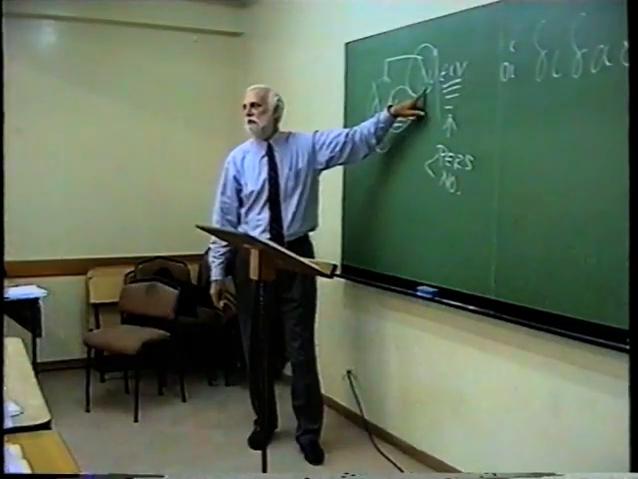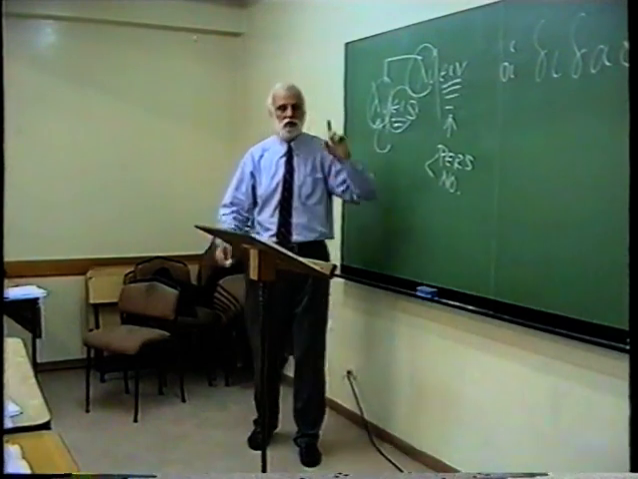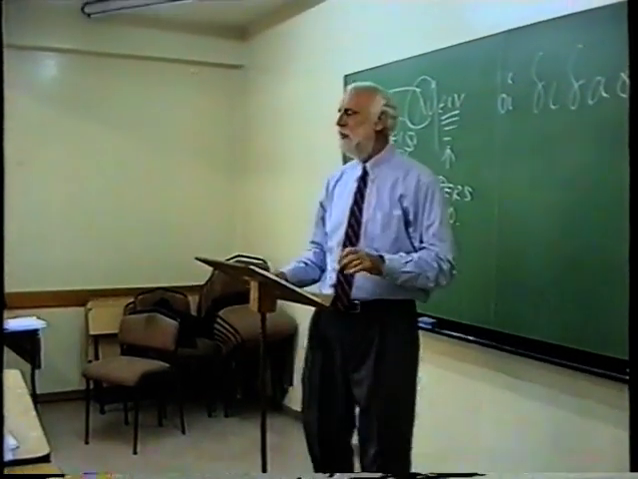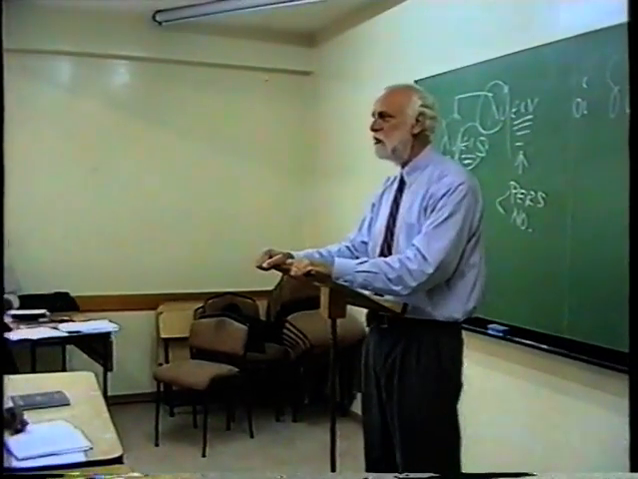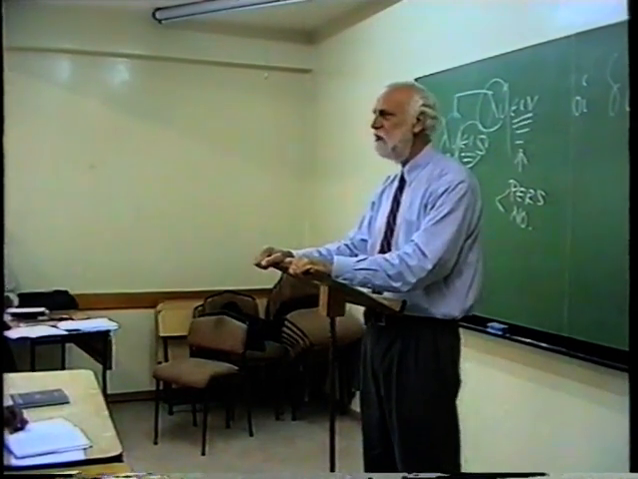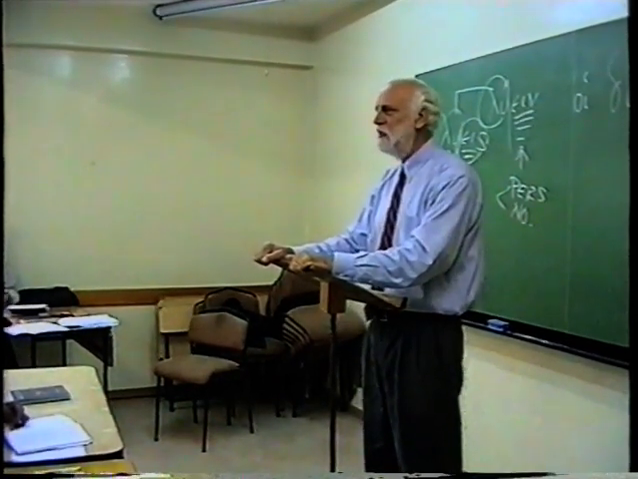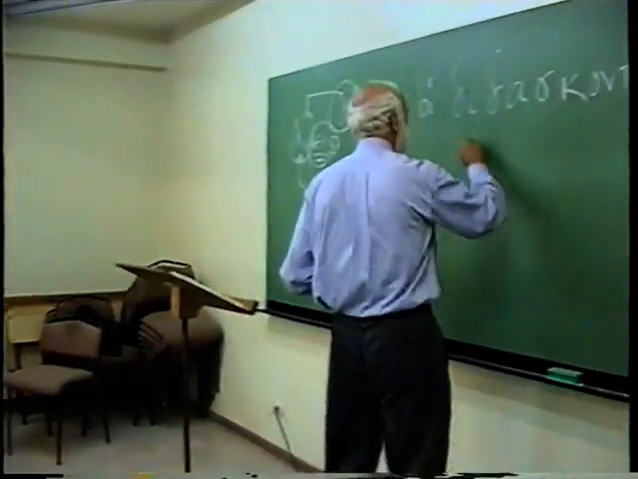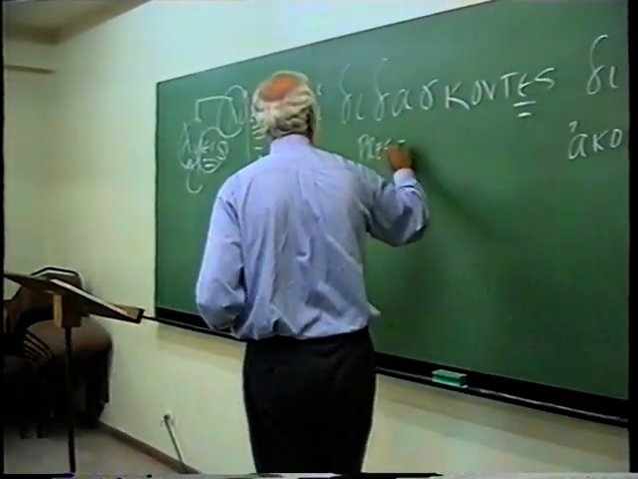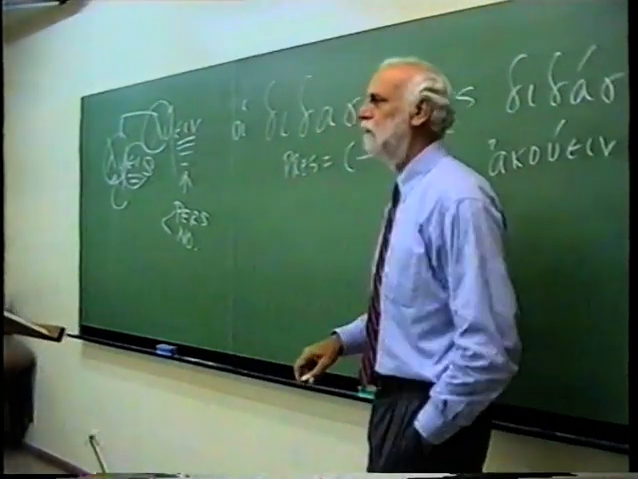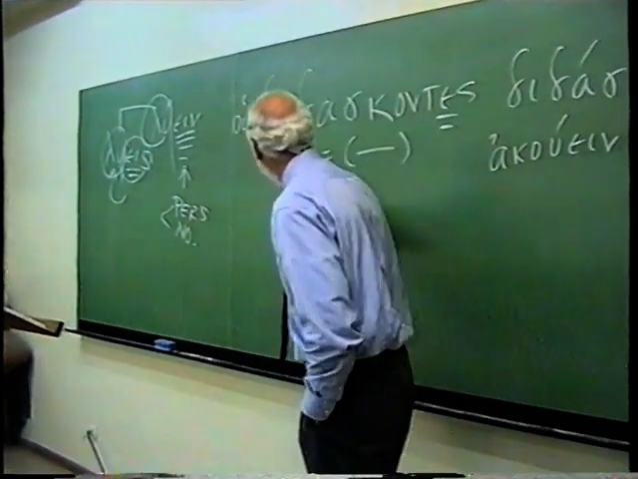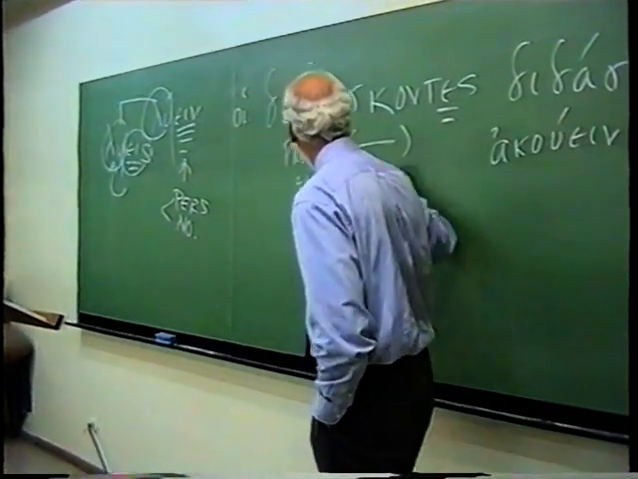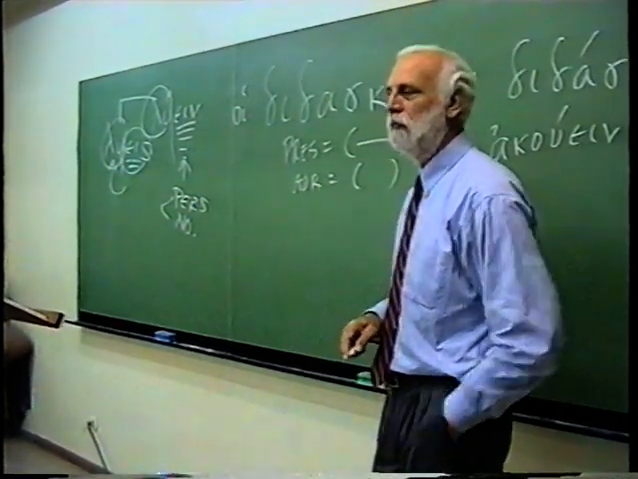This is a present infinitive. Now watch this carefully. Outside of the indicative mood, the word present doesn't refer to time. This has nothing to do with time. It has everything to do with verbal aspect. The word present means this kind of aspect. The word aorist, the aorist infinitive, means this kind of aspect.